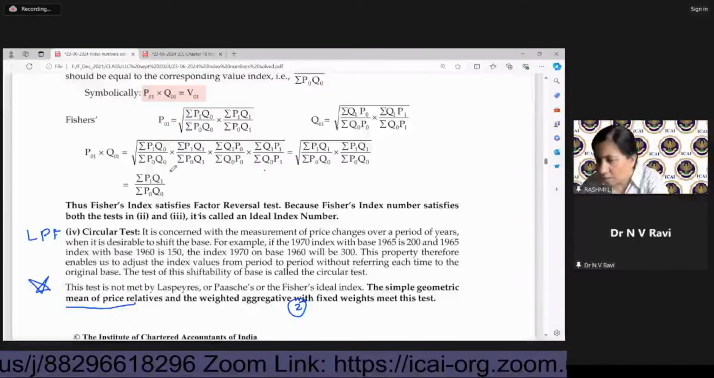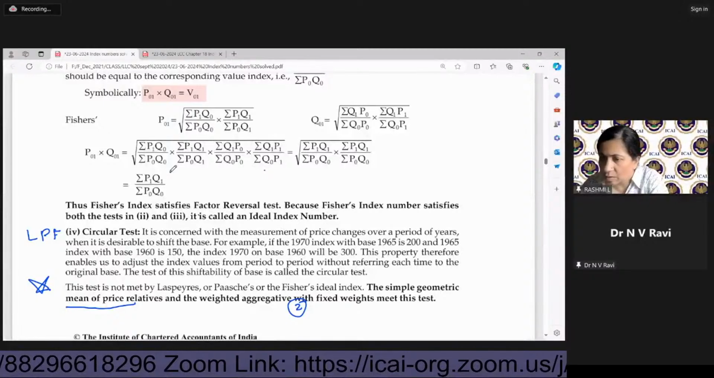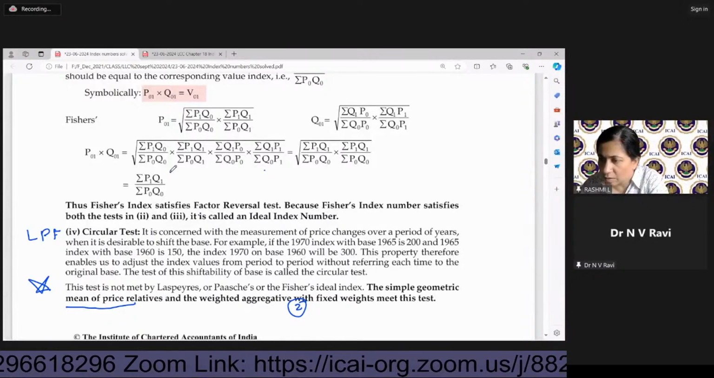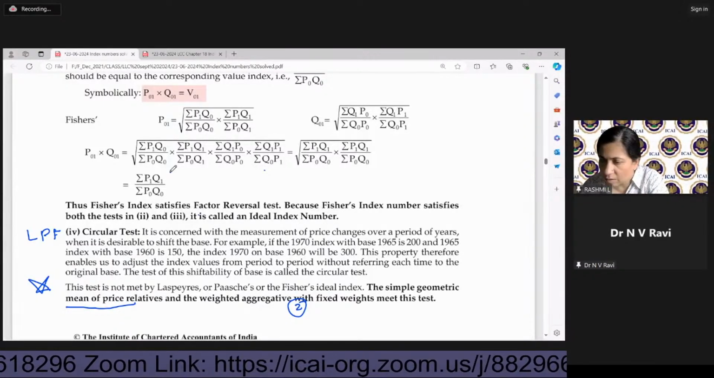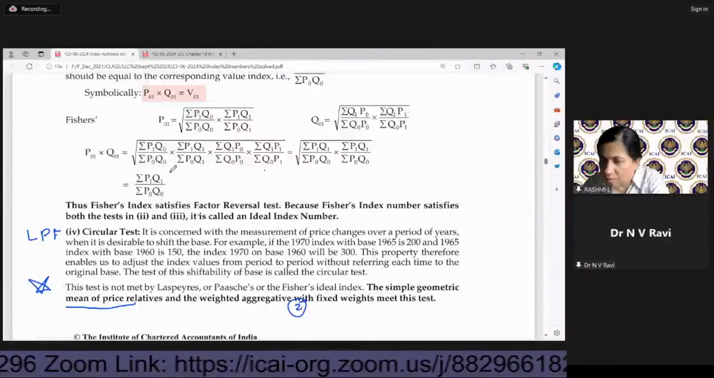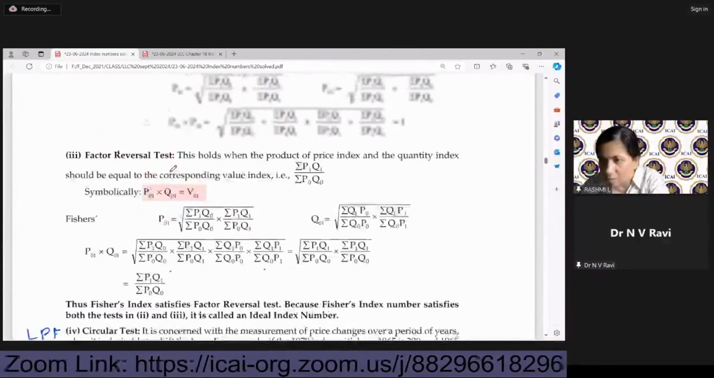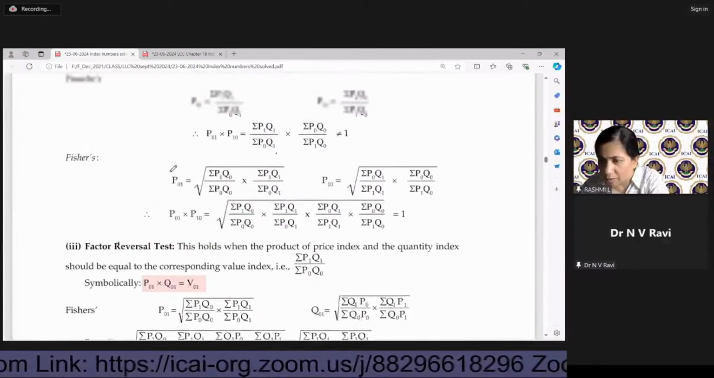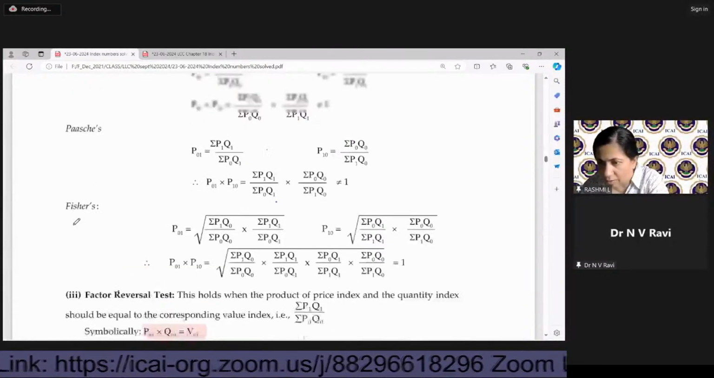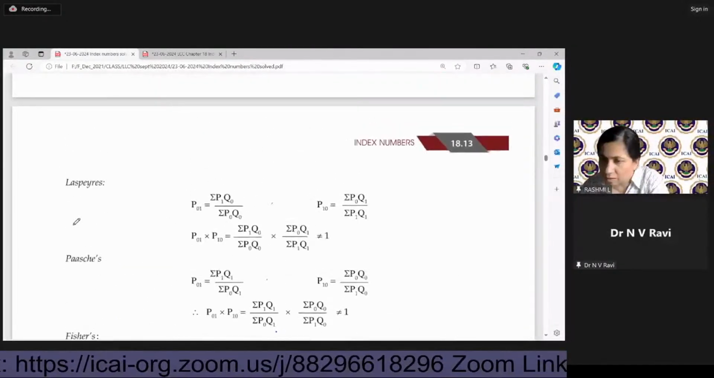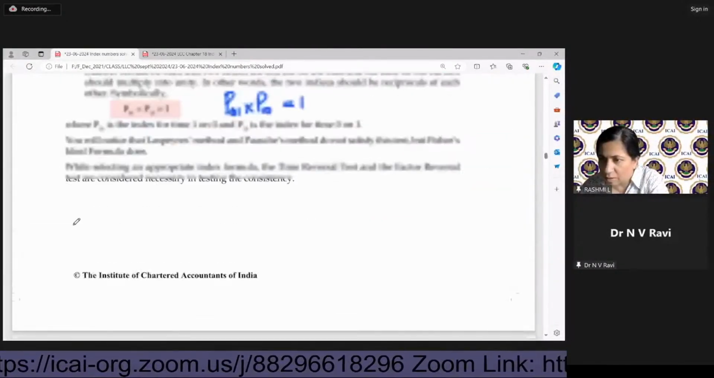And Laspeyres and Paasche's index numbers do not. Fisher's index number satisfies both the time reversal test as well as the factor reversal test. That is why it is called the ideal index number. Please note down this very important point.